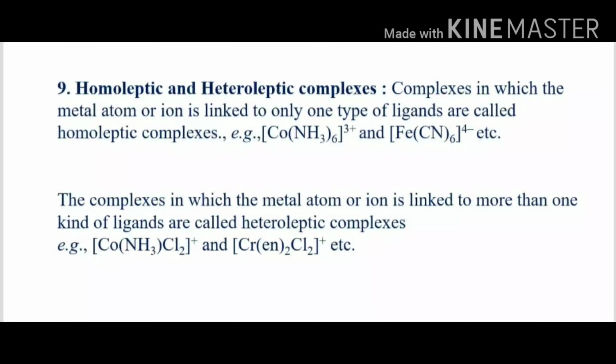Then what is a heteroleptic complex? The complex in which the metal atom or ion is linked to more than one kind of ligand is called a heteroleptic complex. You see here is the amine dichloro cobalt(III) ion. There are two types of ligands present in the first complex: amine ligand and chloro ligands. Another example is bis(ethylene diamine) dichloro chromium(III) ion. Here you see there are two types of ligands, ethylene diamine and chloro ligands.